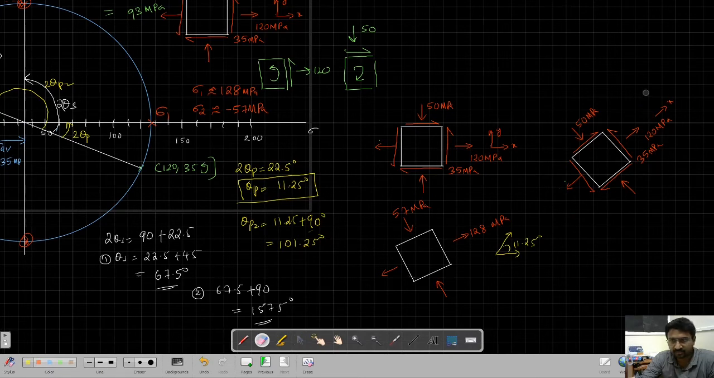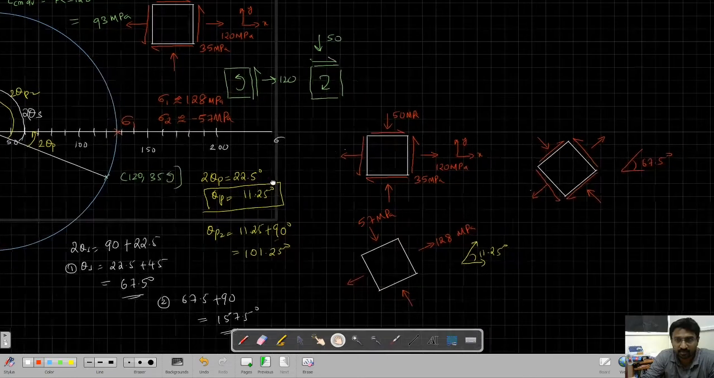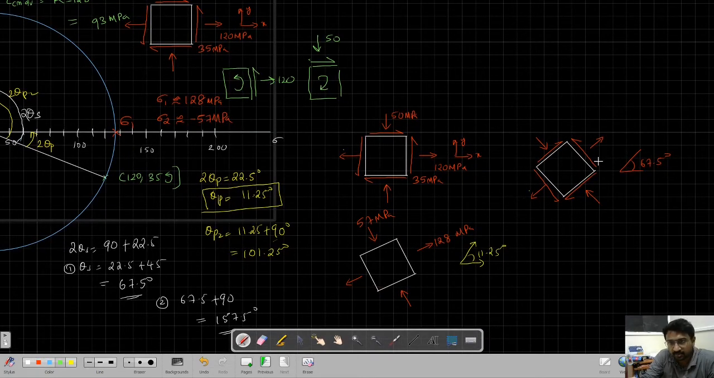I will erase. Okay, so if this angle is 67.5 degree, this is 67.5 degree. What you get? You get the plane of maximum shear stress. In the plane of maximum shear stress, the value of shear stress is given by the radius of the circle, which is approximately 93 MPa. So the value of the shear stress is 93 MPa.